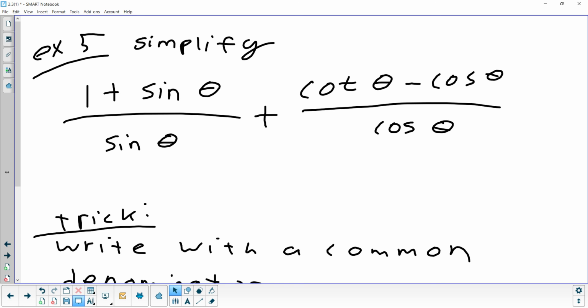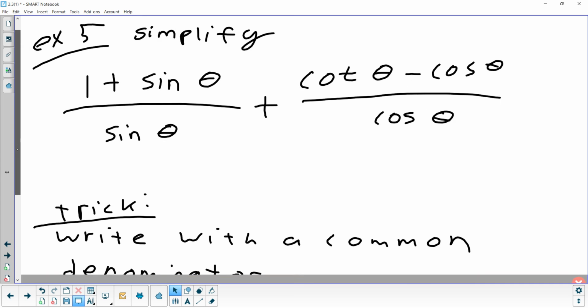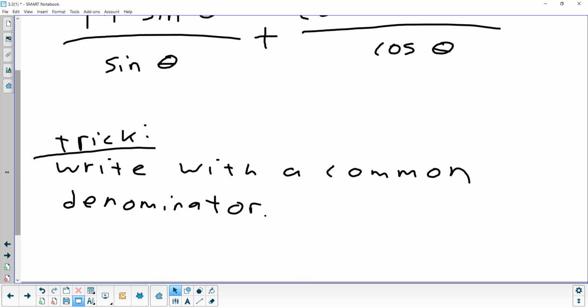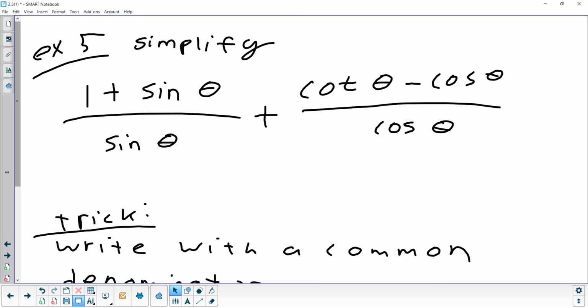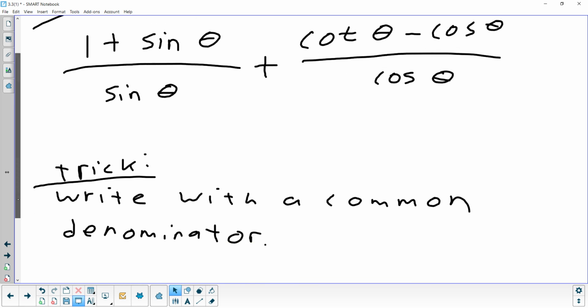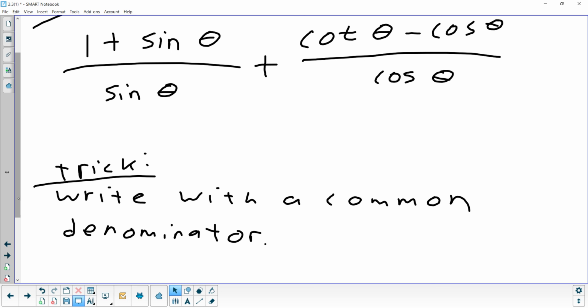So one trick we had was change to sines and cosines. Another trick was multiply by the conjugate. And the third trick is write with a common denominator. Now, if people copy down that trick, I'm going to erase that because I need a little bit of space to do some work.